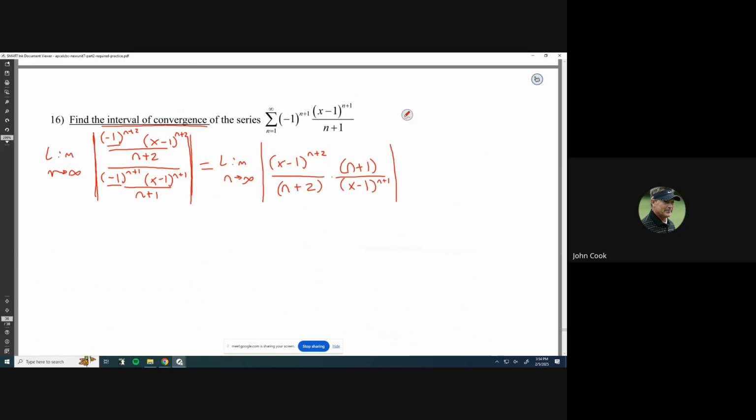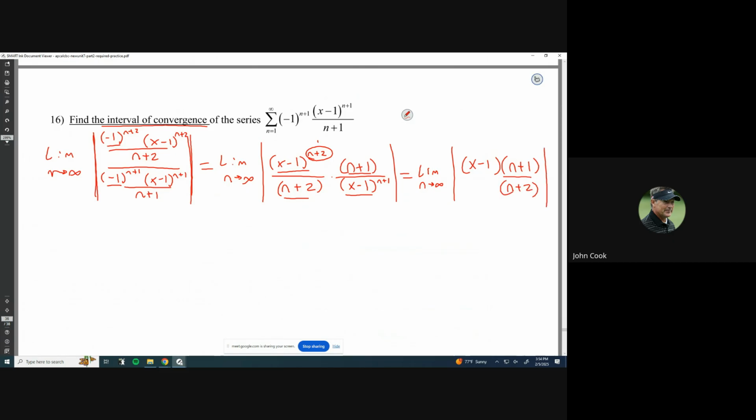Okay, and then a lot of stuff simplifies here as well. I can get rid of n plus 1 many of these x minus 1s. So that leaves me with only 1 left over here. So I just have a lone x minus 1 in the numerator. And then I can't really do anything with these n plus 1s and n plus 2s. So I'm just going to leave them as is. N plus 1 and then n plus 2.